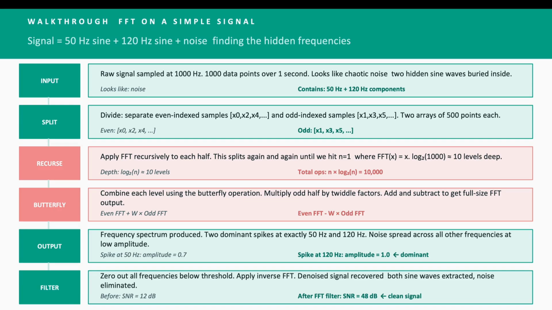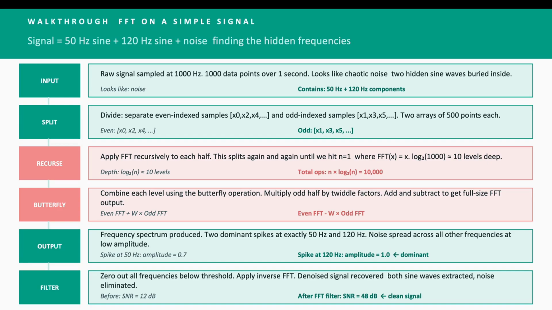Recurse: we apply the FFT recursively to each half, splits again and again. Log 2 of 1,000 is approximately 10. So we go 10 levels deep before hitting N equals 1. Butterfly at each level coming back up. We combine the two sub-FFTs using the butterfly operation with the appropriate twiddle factor. Total operations: 1,000 times 10 equals 10,000, compared to the naive DFT, 1,000 times 1,000 equals 1 million.